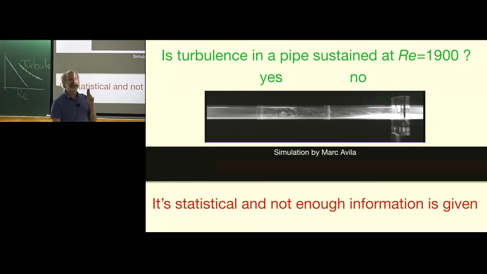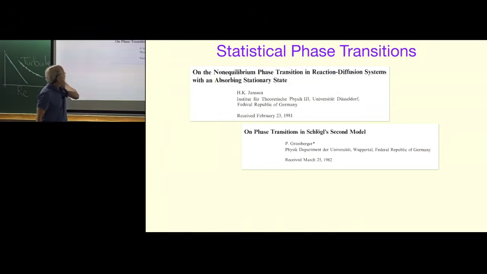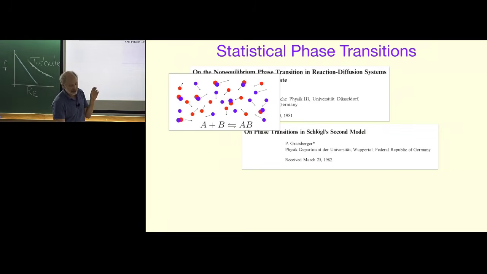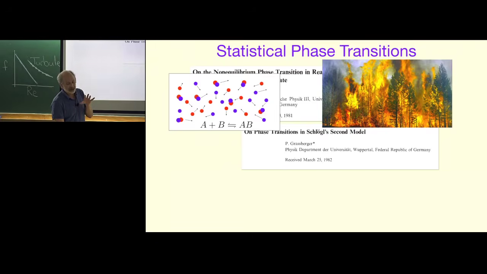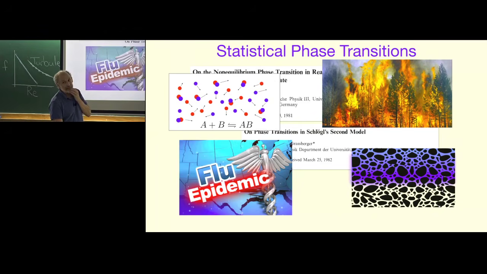The point is it's statistical, and looking at one realization is not going to tell you the answer. All right, you have to do multiple realizations. Okay, it's a statistical phase transition. So this brings me to the world of statistical phase transitions, and Janssen and Grassberger published papers on this in the 1980s and made conjectures about systems, and this would apply to heterogeneous chemical reactions, to forest fires, to flow through porous media, and flu epidemics, okay, and many other things.